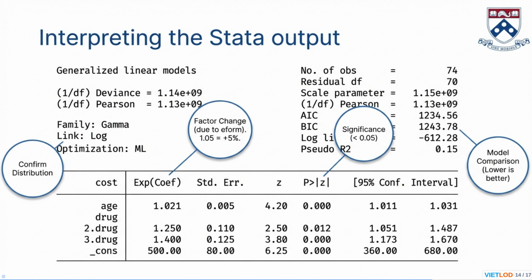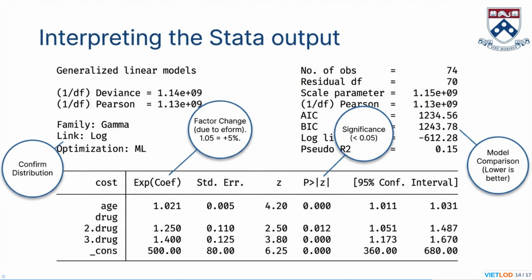First, at the top left, we confirm our model specification. Family is gamma, and the link is log, as intended for our skewed cost data. Now, looking at the main table, because we use the eform option, the exp-coef column provides exponentiated coefficients, which are direct multiplicative factors. For age, the coefficient is 1.021, meaning each additional year of age is associated with a 2.1% increase in healthcare cost. For the drug variable, compared to the baseline drug, drug 2 is associated with a 25% higher cost, and drug 3 with a 40% higher cost.